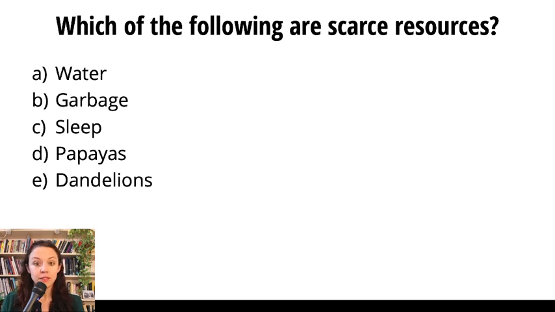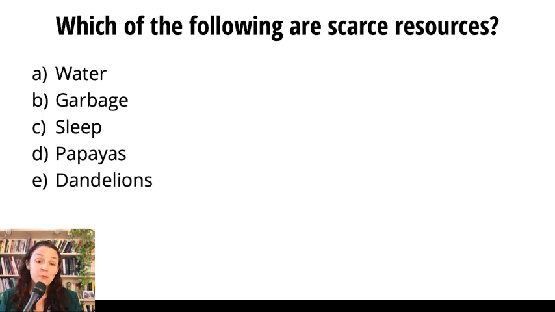Sleep, absolutely. We use sleep to produce better mental and physical health. Papayas, that is a resource in that it provides us energy. And dandelions can or cannot be, depending on your own uses and where you live and how you exist in the world. You could think of them as useless, as weeds, or you could think of them as something that provides important habitat for bees, right? So that's how we define resources. Are they going to be an input into something else?